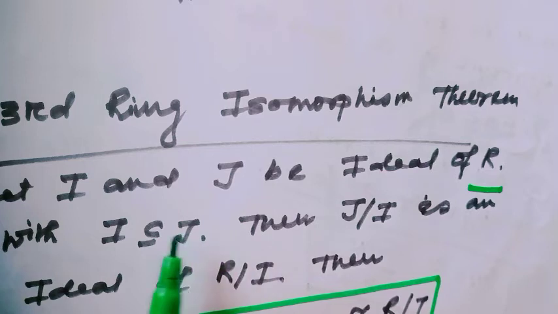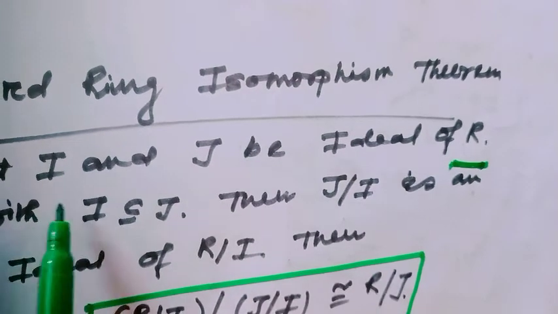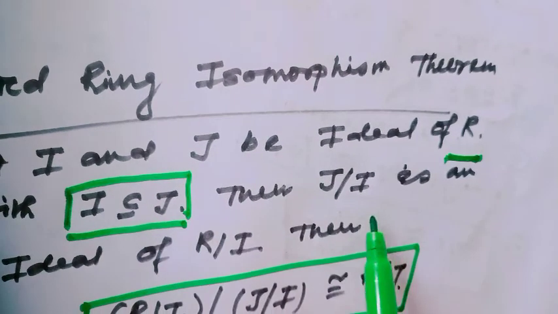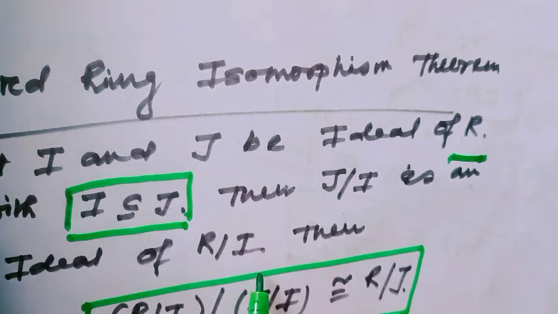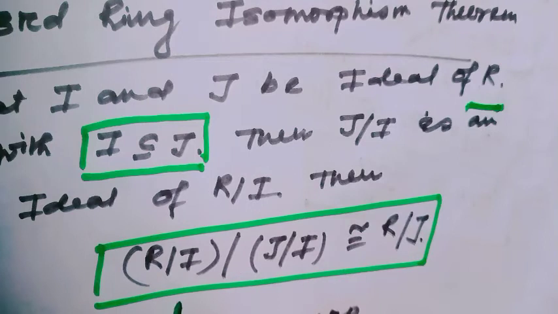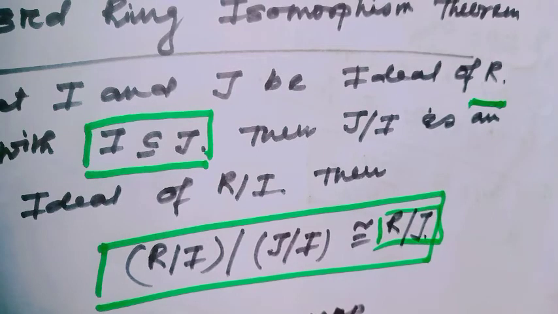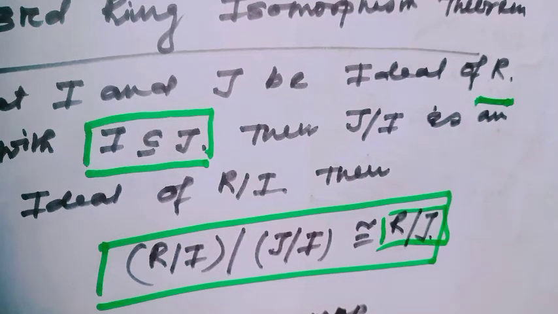Here, let I and J be two ideals of the ring R with the condition that I contains J. Then J mod I is an ideal of R mod I. Then by the third isomorphism theorem, R mod I mod J mod I is isomorphic to R mod J. I will see this proof. Here I will prove this theorem by the first isomorphism theorem.